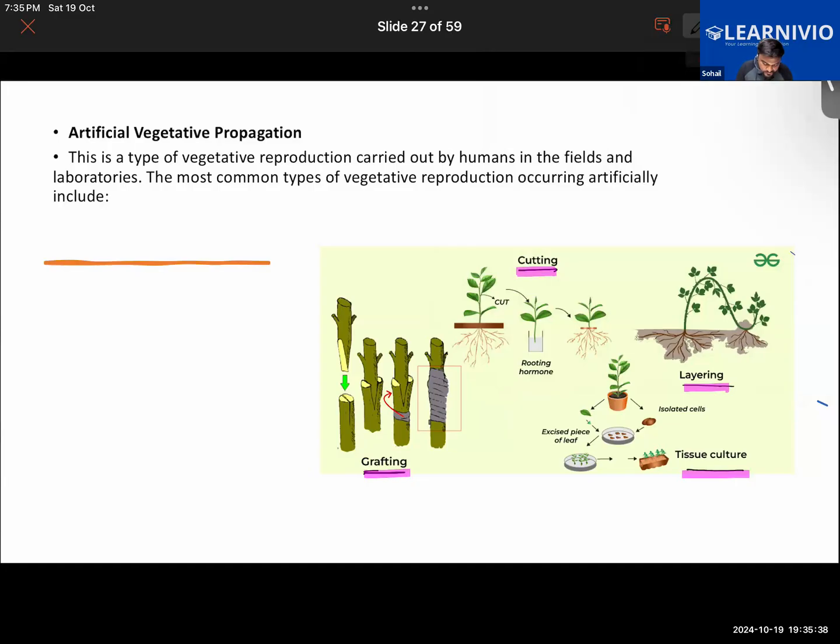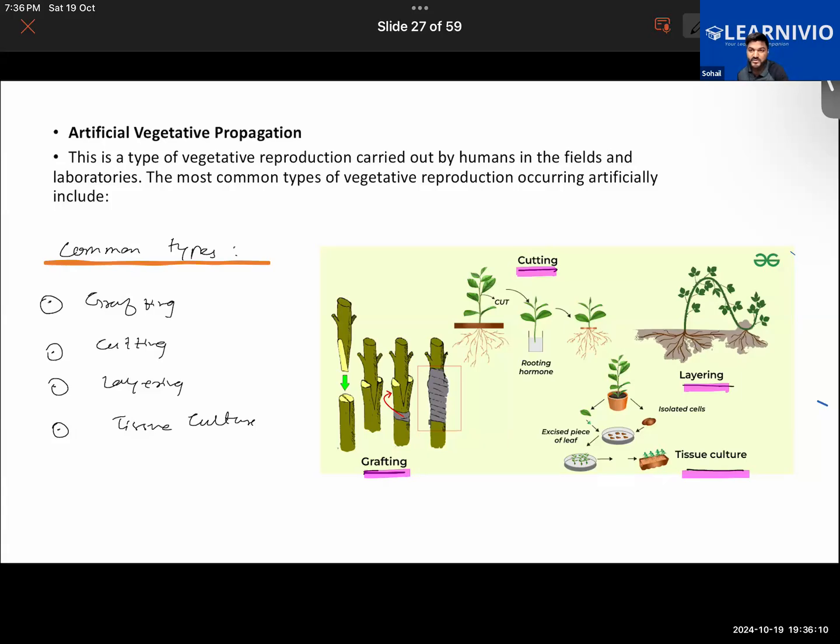Getting it? So that is the case of artificial vegetative propagations, and some of the common examples are as follows. Common types. The first one here we have grafting, then you have cutting, third one is layering, and tissue culture. These are some of the common types of artificial vegetative propagation.